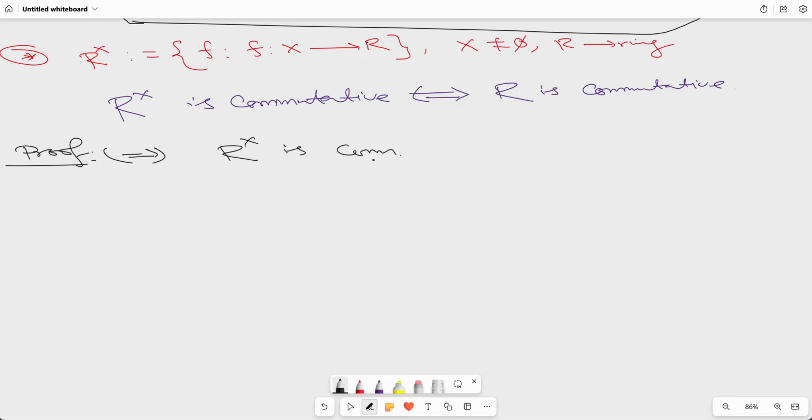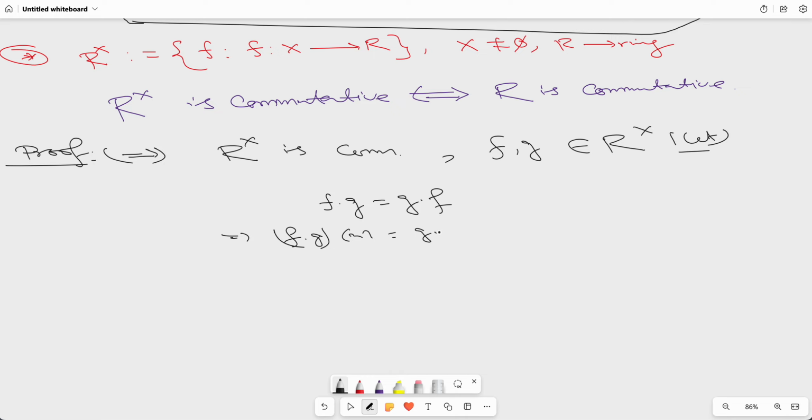Rx is commutative, right? Suppose I'm writing in short, suppose Rx is commutative. So let f, g be inside Rx. That means if Rx is commutative, then you can write f·g = g·f. This implies that (f·g)(x) = (g·f)(x). At every point they should have the same value. That means f(x)g(x) = g(x)f(x).